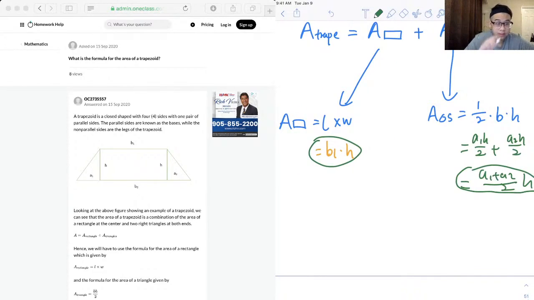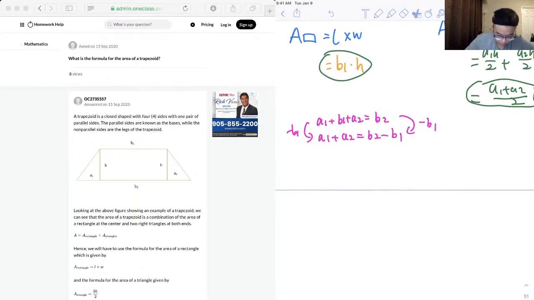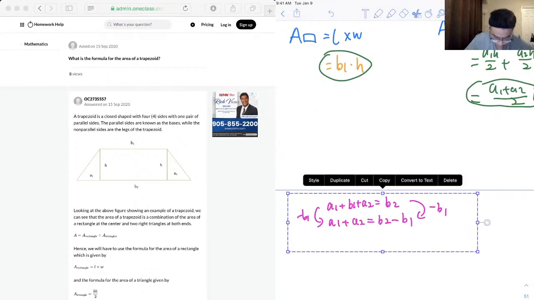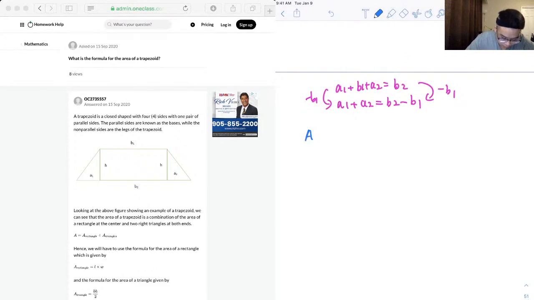From the figure, we can see that A1 plus B1 plus A2 is equal to B2. Which means A1 plus A2 is equal to B2 minus B1. From the first step to the second step, we just subtract B1 on both sides. So we can rewrite the area of the triangles in terms of B1 and B2 as B2 minus B1 over 2 times h.